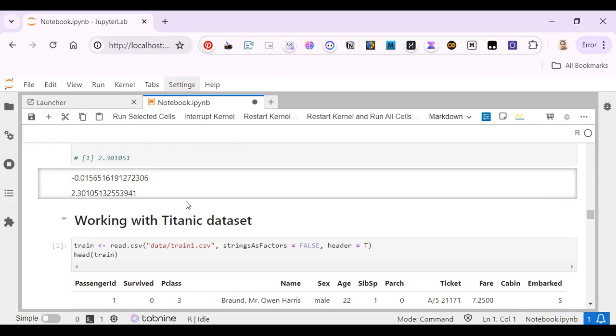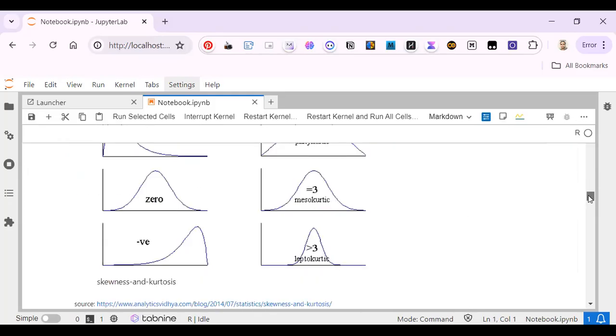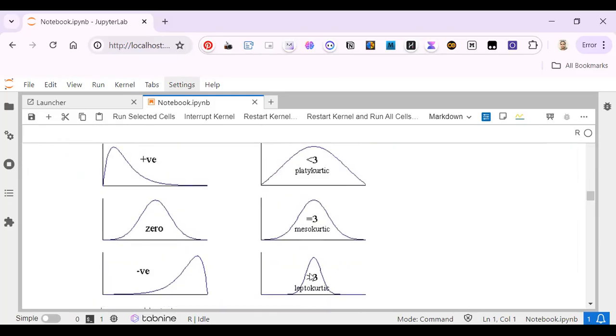And skewness is 2.3. I explained it simply: 2.3 is not less than 3, it is less than 3 here. So it should be a plateau kind of style. And here the median is more, so this will be a negative value. So that we can say.